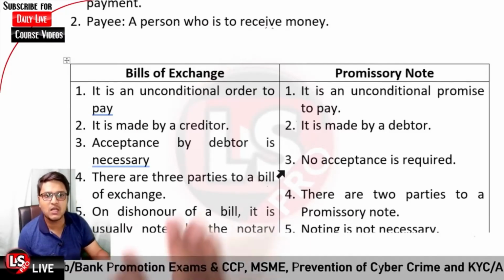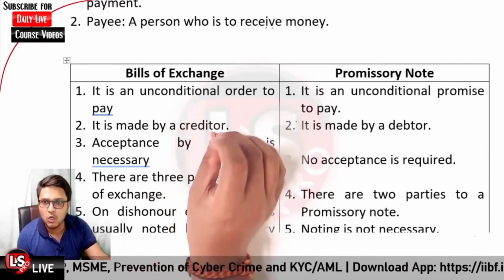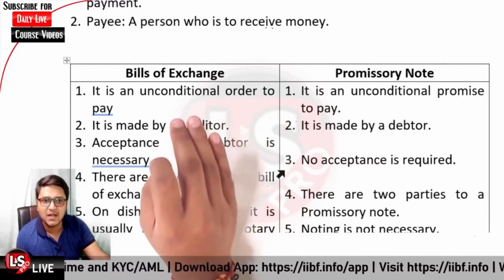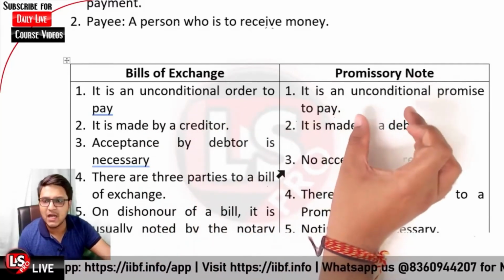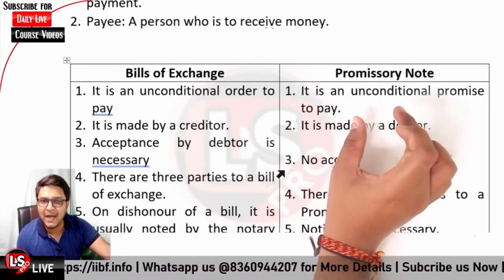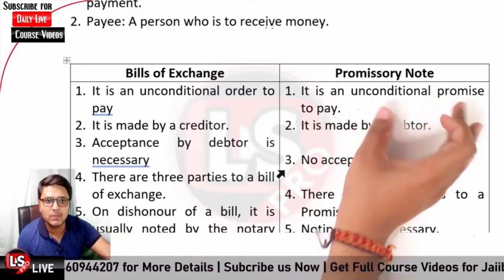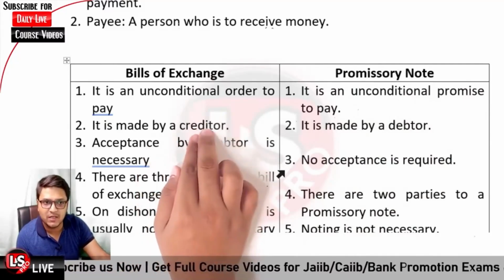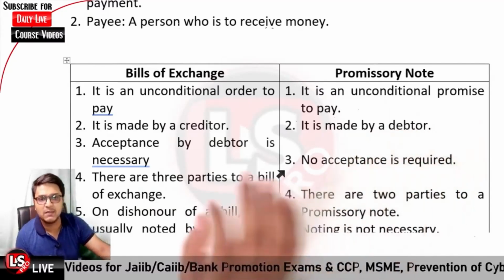So bill of exchange is what? Bill of exchange is an unconditional order, given by the drawer, that is, the seller of the goods or the creditor would be giving the unconditional order. But in case of promissory note, it is an unconditional promise. Who would be making the unconditional promise to pay the amount? The buyer, or we can say the debtor. Bill of exchange is drawn by the creditor, whereas promissory note is basically drawn by the debtor.